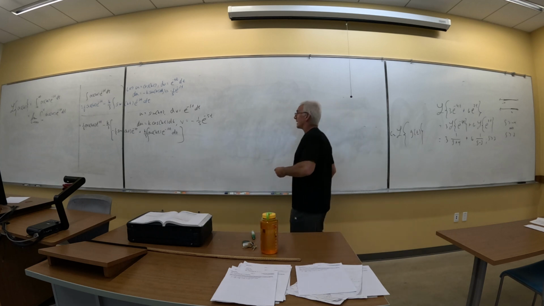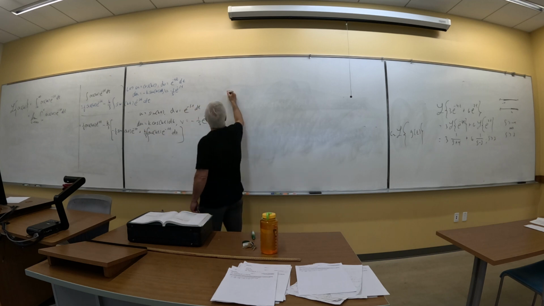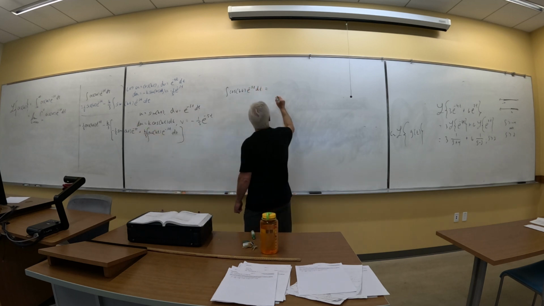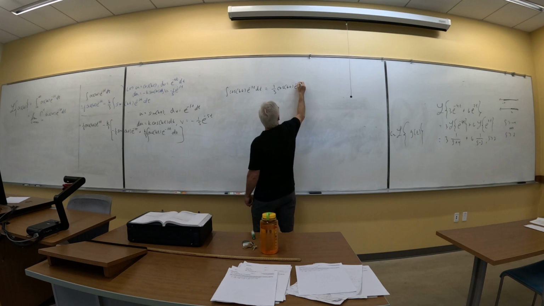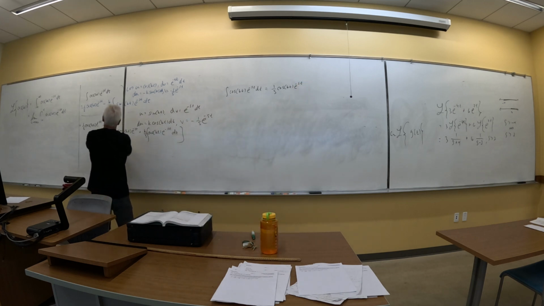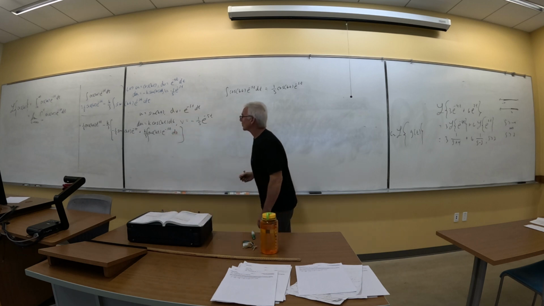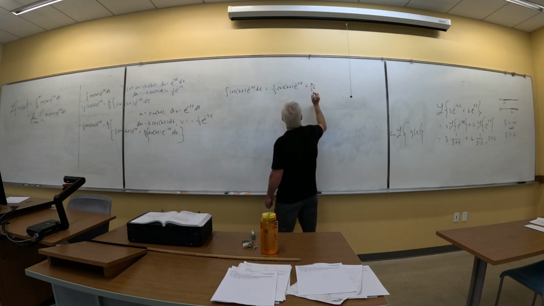So let's now continue on the right side. I've got the integral of cos kt e to the negative st dt is equal to the first one, 1 over s cosine kt e to the negative st, minus k over s times this. So what's that? Everybody with me? Plus k over s squared.